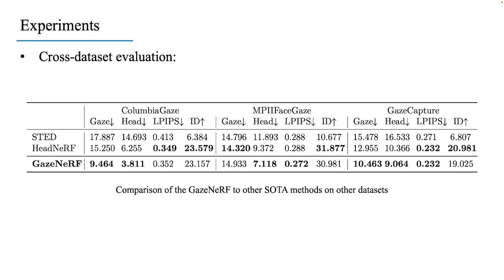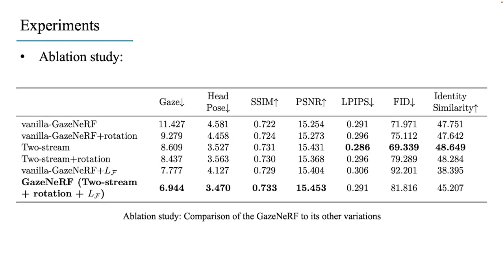We also conduct the cross-dataset evaluation on another three gaze estimation datasets. GazeNeRF achieves the best performance for most evaluation metrics. We analyze GazeNeRF through a number of ablation experiments. Among all ablations, GazeNeRF achieves the best performance in terms of gaze and head pose angular errors by taking advantage of the combination of two-stream MLP structure, applying a rotation matrix to the eyes stream, and using the functional loss.